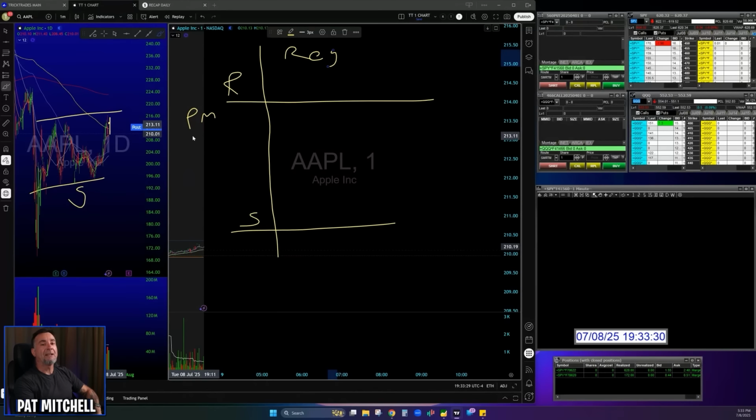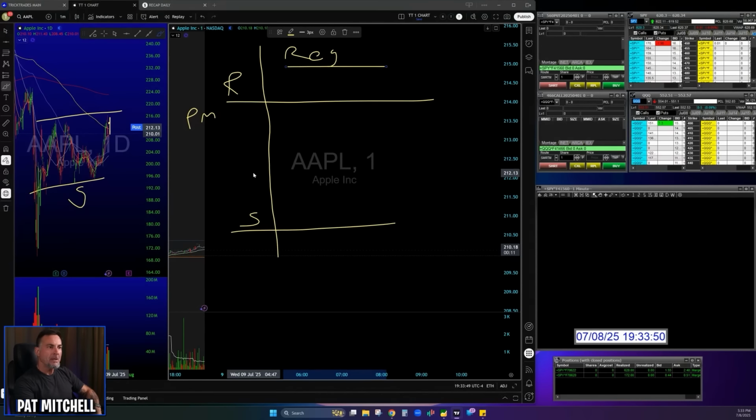Pre-market is generally lower volume. Pre-market trading opens up at 4 a.m. and goes until 9:29:59. 9:30 a.m. hits, the stock market opens, and that is called regular hours.